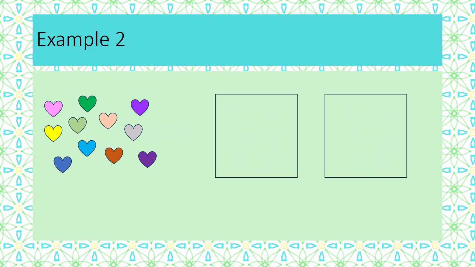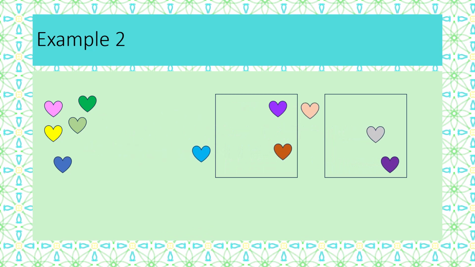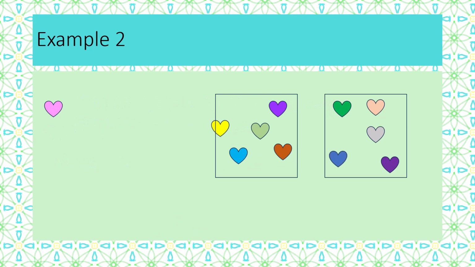If we try to move these hearts into two equal groups, we have one left over. So the total number of hearts is not divisible by 2. Thus, the total number of hearts is odd.